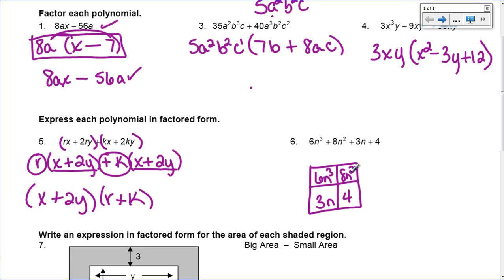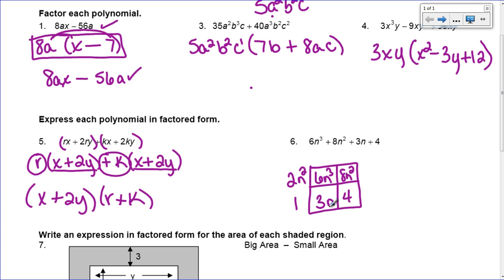Then I'm just going to go row by row and column by column and pull out the GCF. So this top row right here, the greatest common factor between 6 and 8 is going to be a 2. And then the greatest common factor between n to the third and n squared is n squared because it has the smallest exponent. Then down here on the bottom, the greatest common factor between 3n and 4, the only thing those numbers have in common is a 1. So I'm going to factor that out.